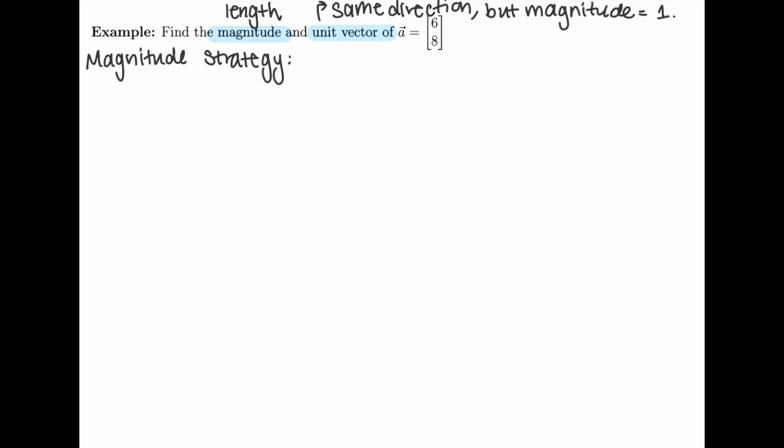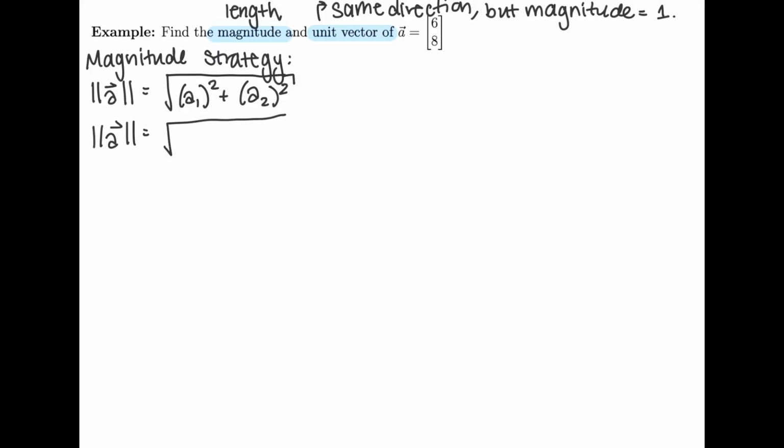So let's start with magnitude. I'm going to give you guys our magnitude strategy. We write magnitude with 2 vertical lines on either side of our vector name. So we have our magnitude of A is equal to the square root of A1 squared plus A2 squared. Doing some algebra, we'll plug in the components of our vector A here. And so we'll have 6 squared plus 8 squared.